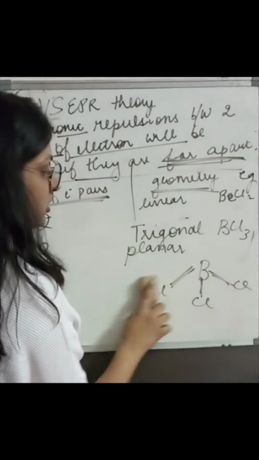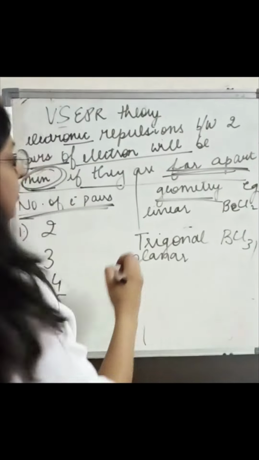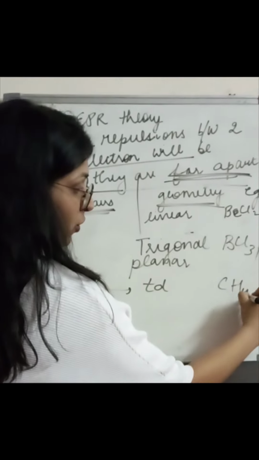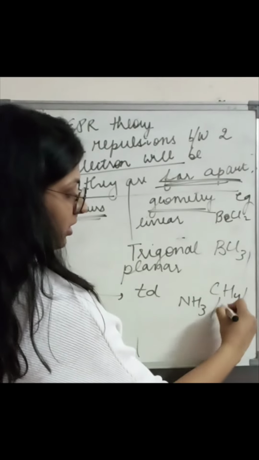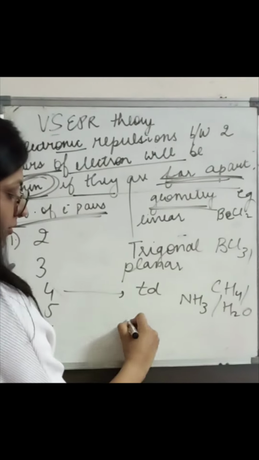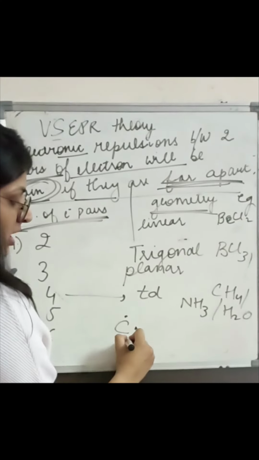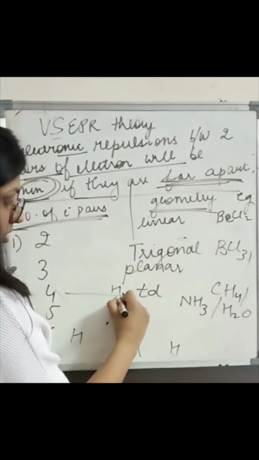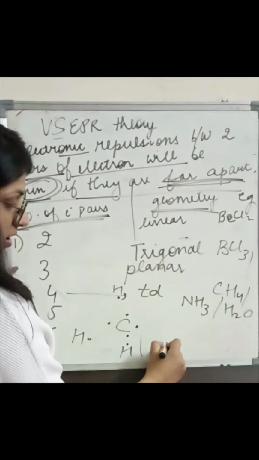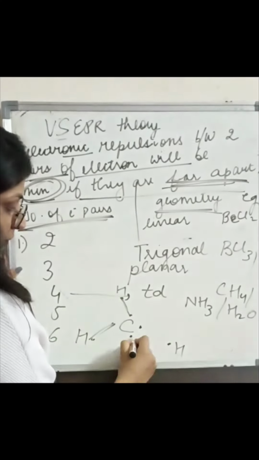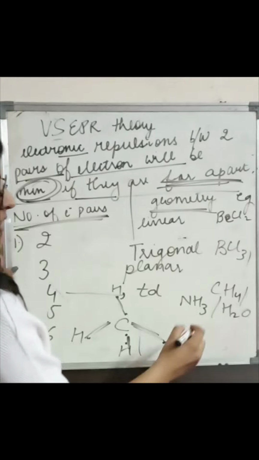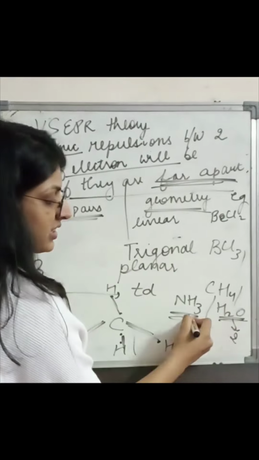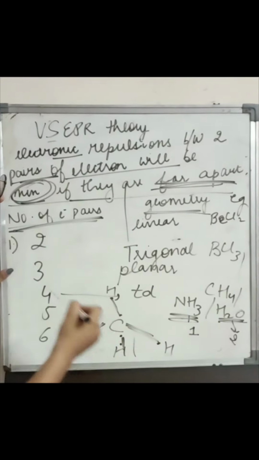Now when there are 4 electron pairs, the geometry is seen to be tetrahedral. For example, CH4, ammonia and water. For example, we have carbon, which has 4 electrons in its outermost shell, and hydrogen, hydrogen, hydrogen and hydrogen, 1 electron each, and hence this will form a tetrahedral environment. In ammonia there is 1 lone pair and in water there are 2 lone pairs. We will discuss later how these lone pairs will affect the geometry of these compounds.